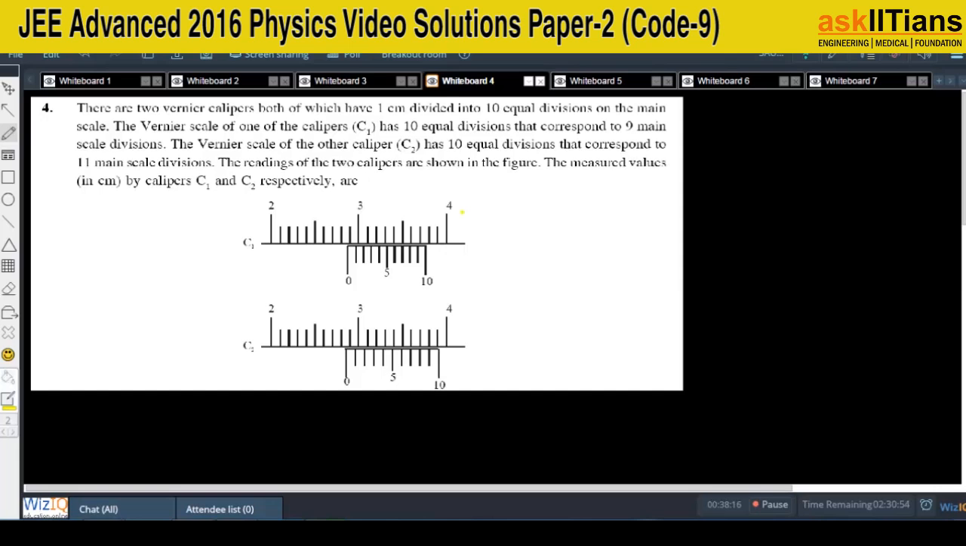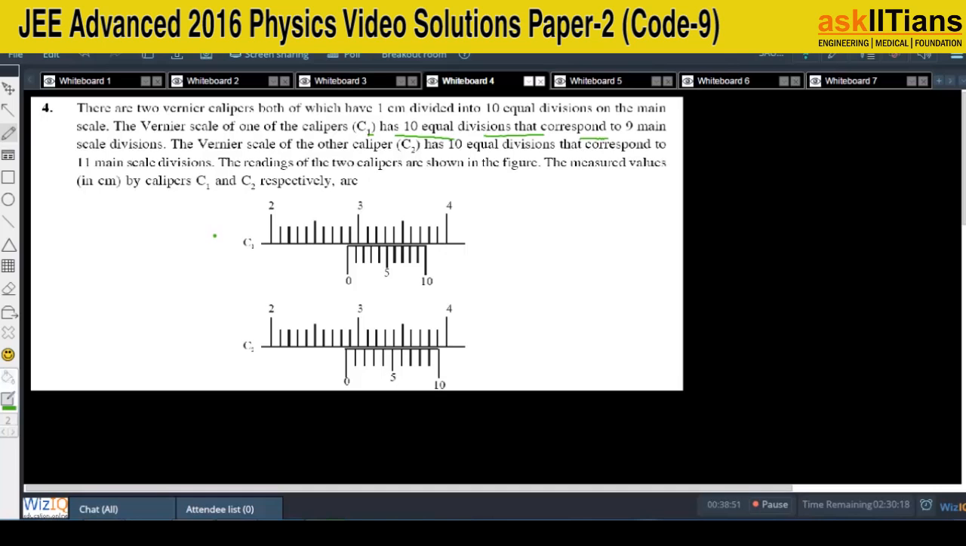Now we are going to start question number 4. There are two vernier calipers, both of which have 1 centimeter divided into 10 equal divisions on the main scale. The vernier scale of one of the calipers, C1, has 10 equal divisions that correspond to 9 main scale divisions. This is for C1. Now for C2, it has 10 equal divisions that correspond to 11 main scale divisions. This is for C2. Now the readings of the two calipers are shown in the figure.